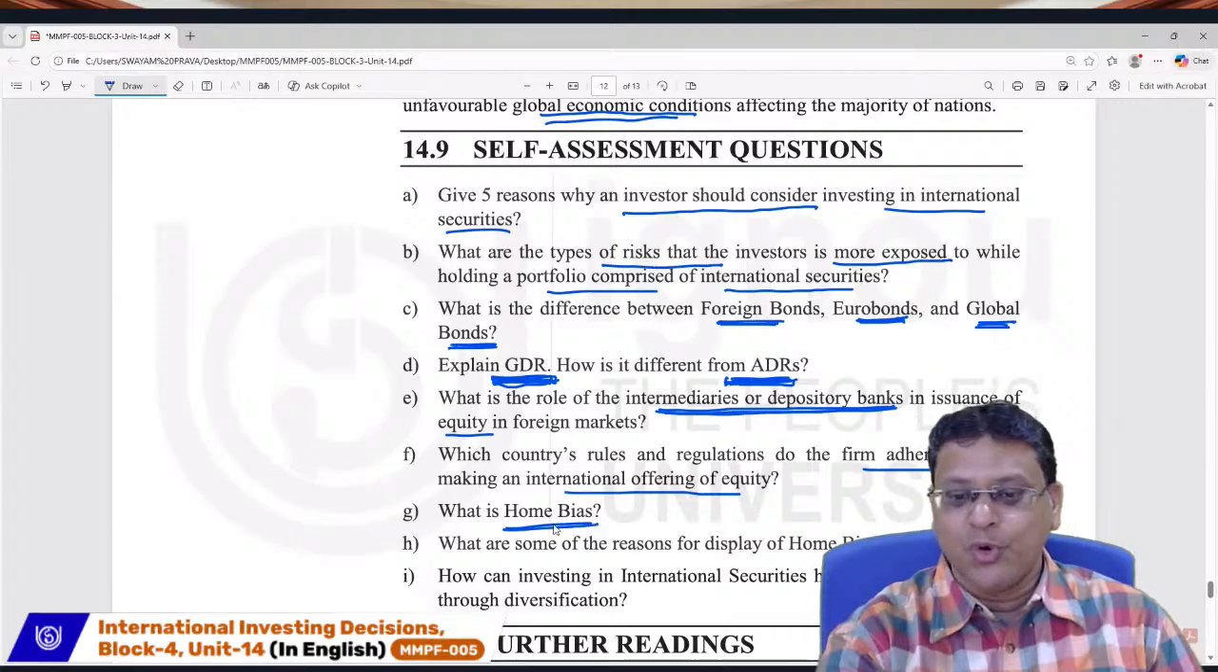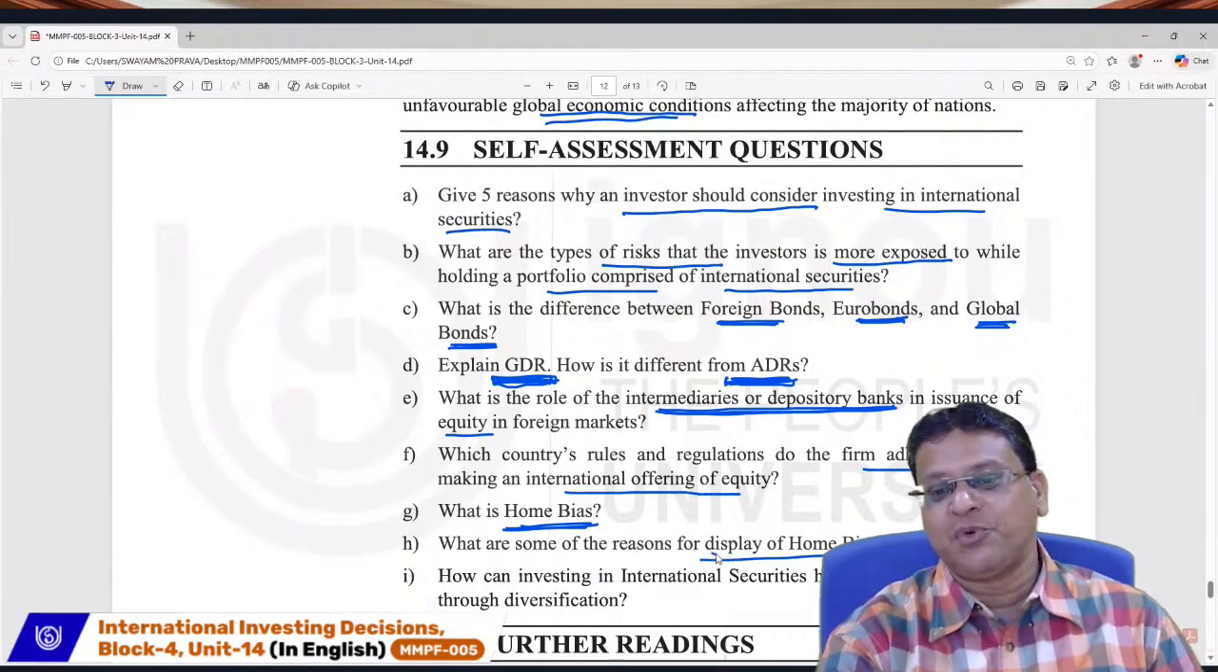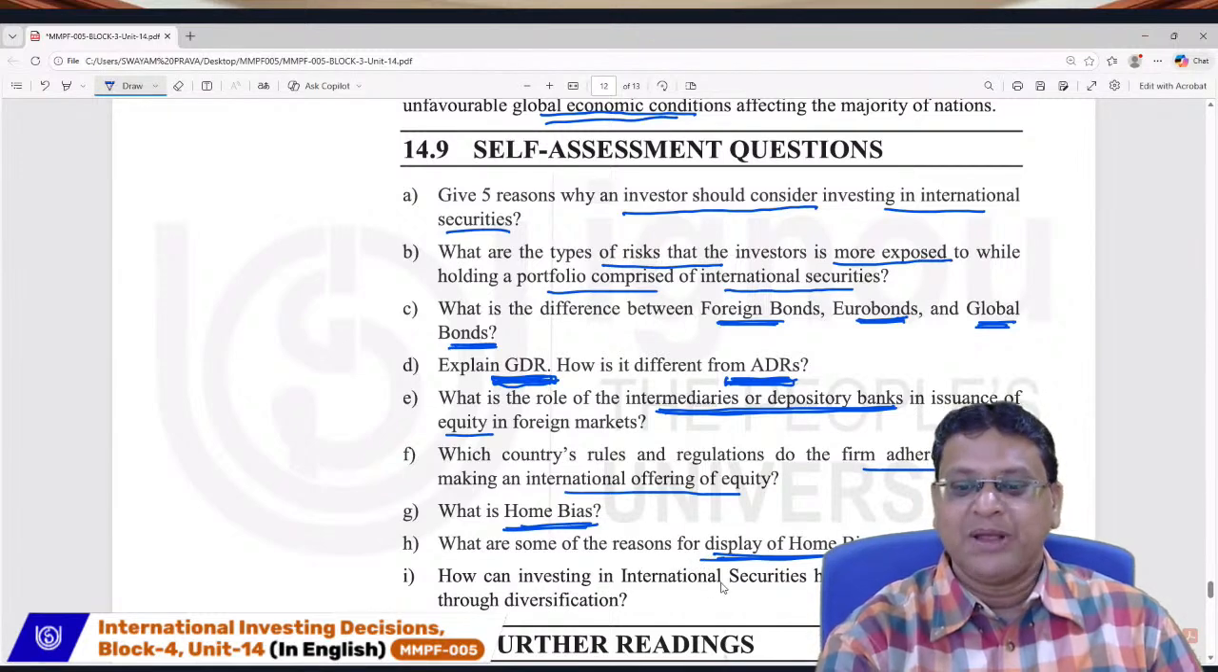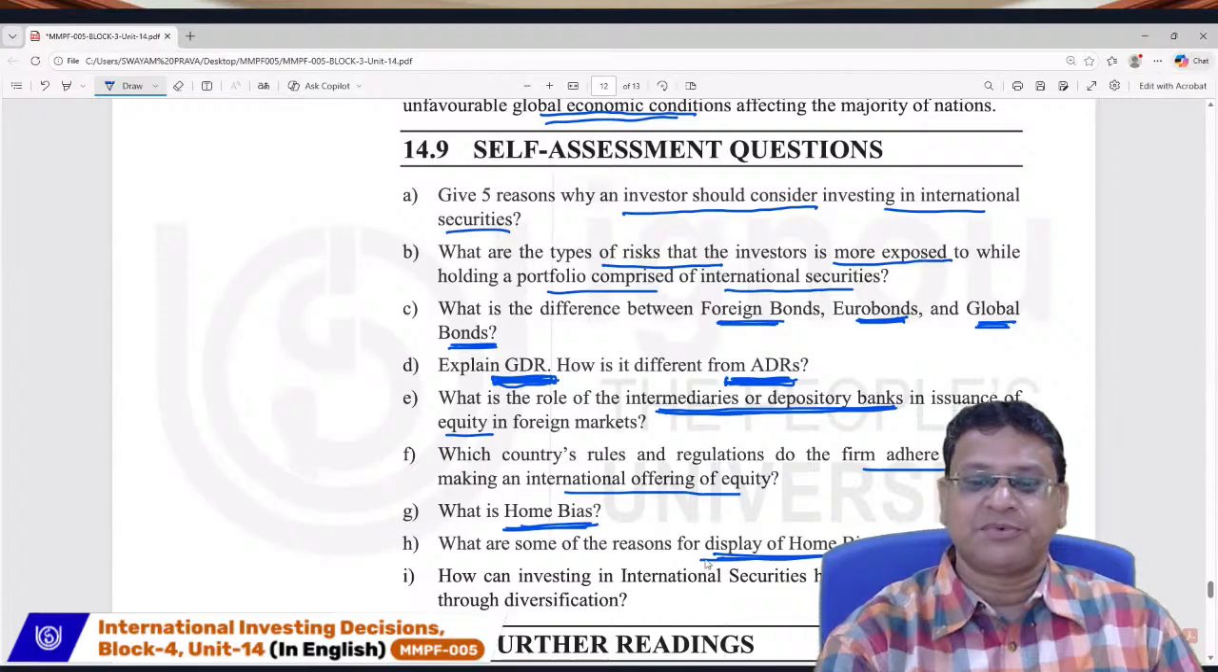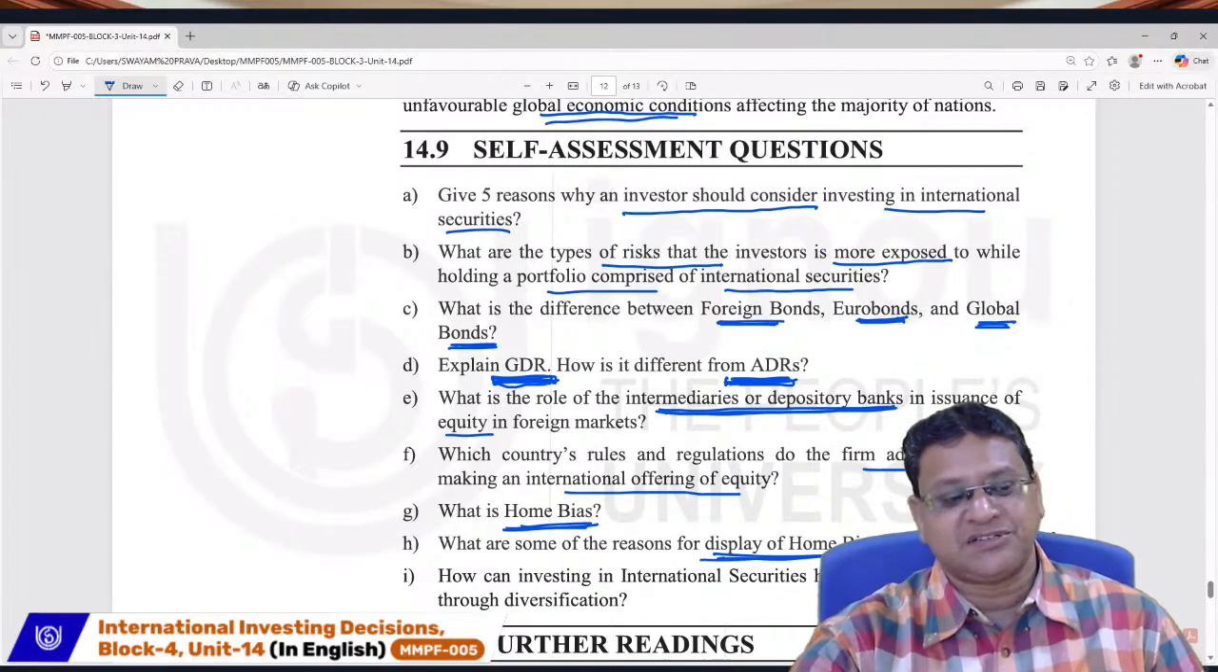Then we have discussed home bias. What are the reasons of home bias? People prefer domestic investment to foreign investment. That is known as home bias. We have discussed the concept of home bias and what are the reasons of this.